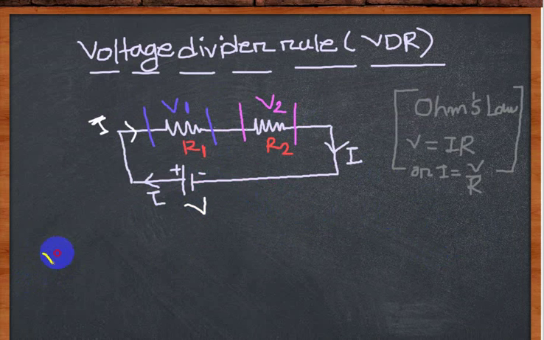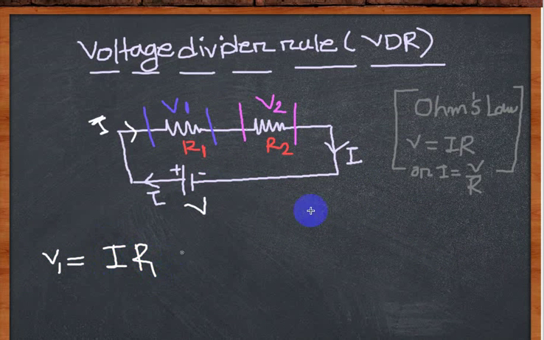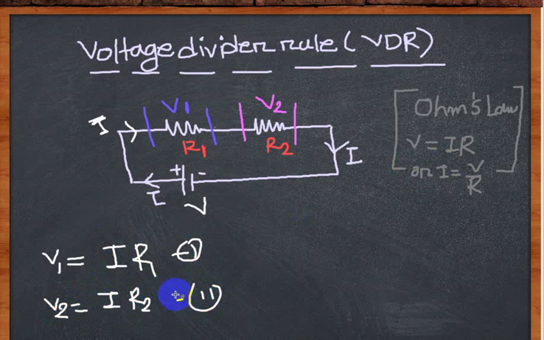So we can write V1 equals I into R1 using Ohm's law, right? This is equation number 1. Or we can also write V2 equals I into R2. In the two equations, equation number 1 and equation number 2, the current I remains the same because this is a series configuration or series combination. So we need to calculate the value of I.